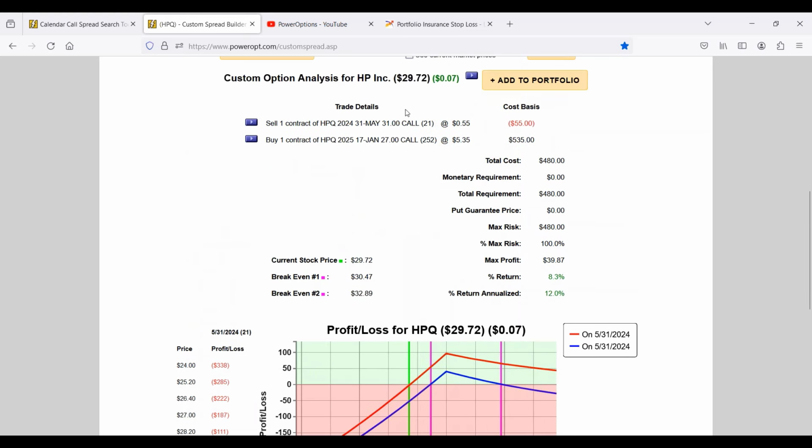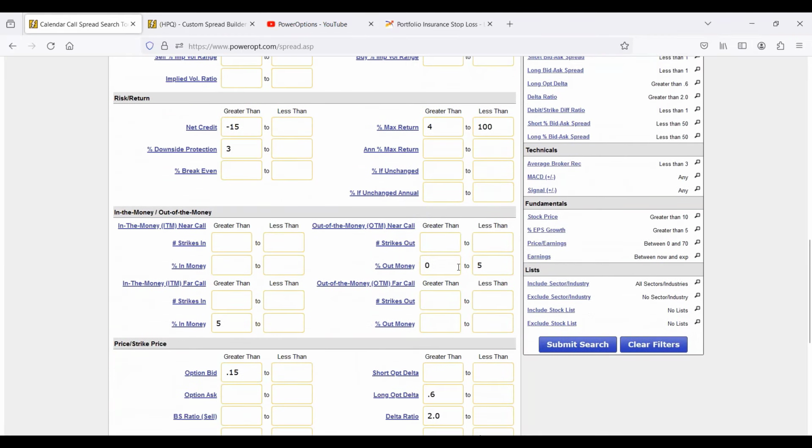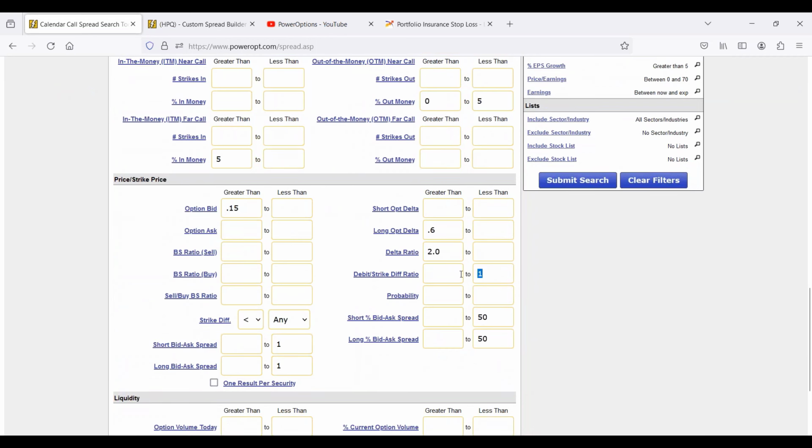Because if I allowed it to get assigned without rolling it, closing the short call, or trying to continue the trade, debit was 480, difference in strike prices was only 4, I get assigned early, my broker exercises the 27 to deliver the 31, I only get $4 back. So now I'm in the loss zone of 80 cents. That's why that filter for the debit to strike difference ratio of less than 1 is important.